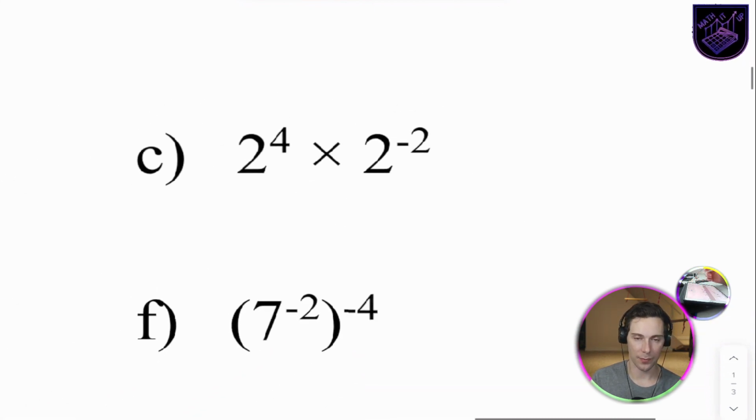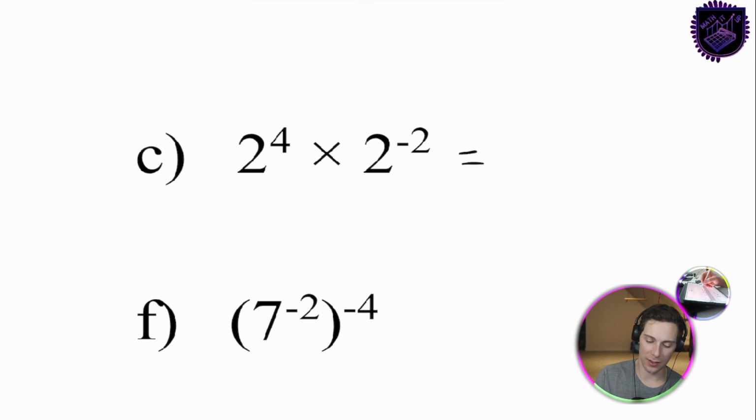Now, the next one, we are doing the multiplication law. So this is going to mean that we add the exponents together if they have the same base. So they do have the same base of 2, and we are going to add the exponents. 4 plus negative 2 equals 2 to the power of 2.